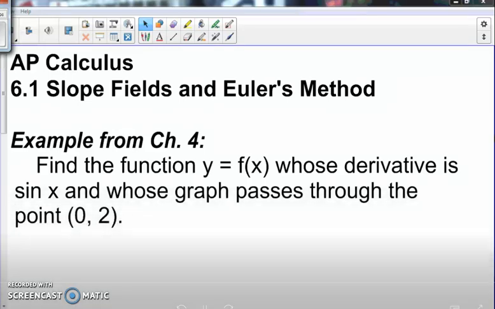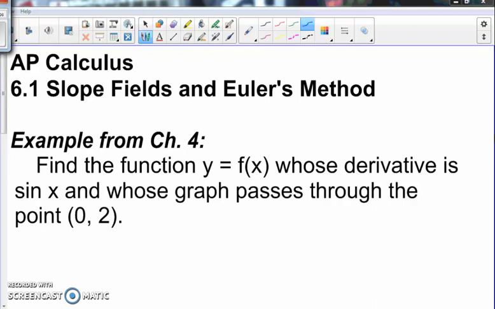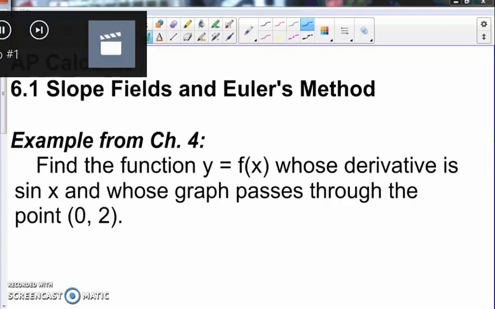This is the first video for section 6.1 in AP Calculus, which is on slope fields and Euler's method. Before we get into all that, I want to talk about an example that we would have had last semester back in chapter 4. Let's see if you recognize a problem like this.